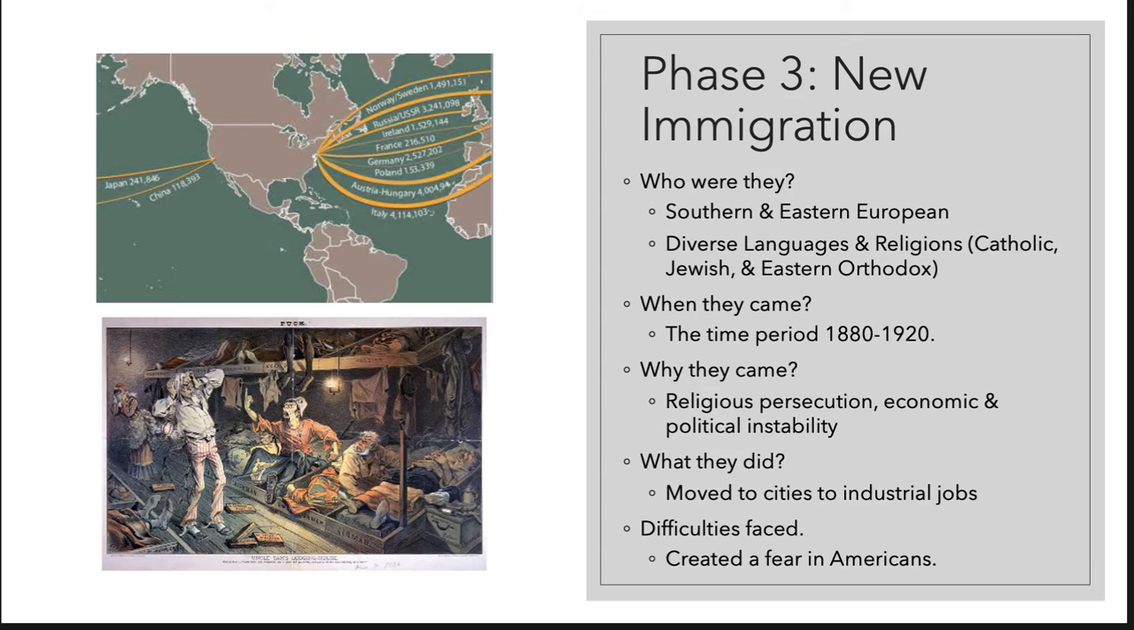So a very long way down the line after the Civil War, really in the thick of the Gilded Age, the time period that they're coming to the United States. Why did they come here? There are going to be many push factors that push immigrants to come to the United States during this time. It's going to be religious persecution, economic and political instability that push people to the United States.